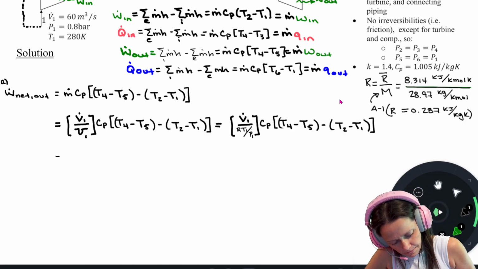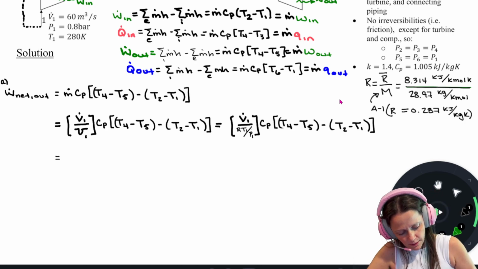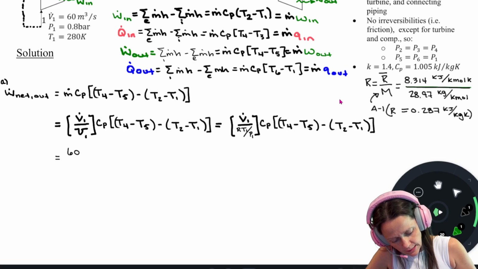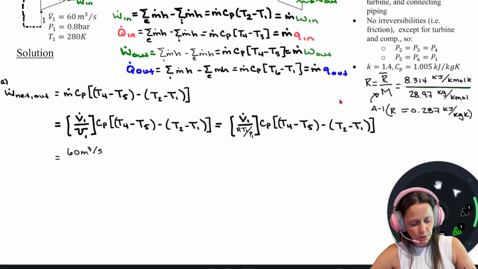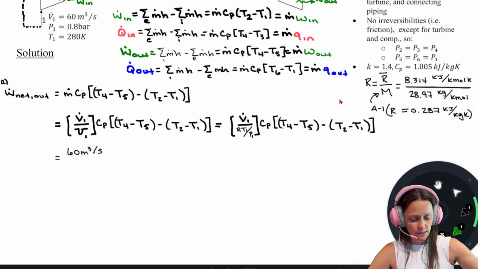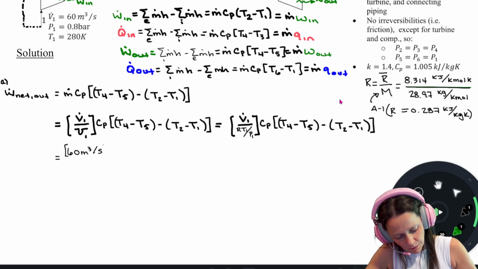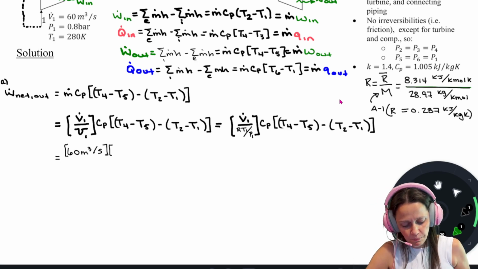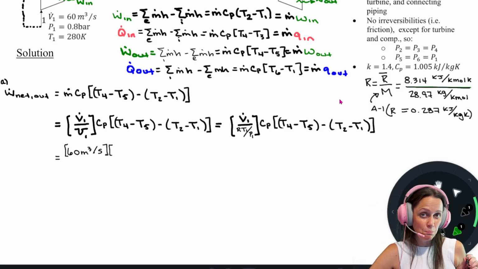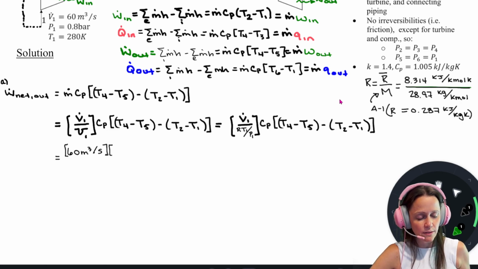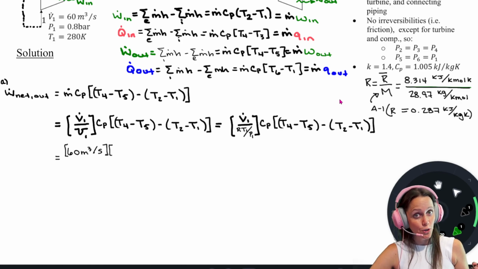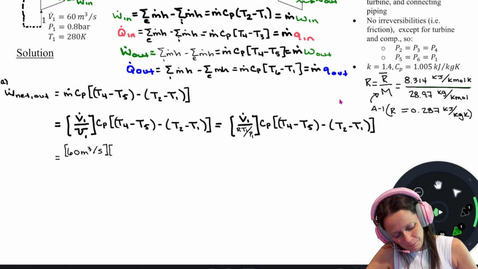In fact, let me go ahead, this guy is 60 meters cubed per second. I'm going to bring the pressure up to the top because it's the denominator of the denominator. So he's going to come up here in the numerator. My pressure is given to me in bar, but if you put it in kilopascals, your units are going to work out. I'll leave it to you to make sure that you agree with that. But 0.8 bar is 80 kilopascals.